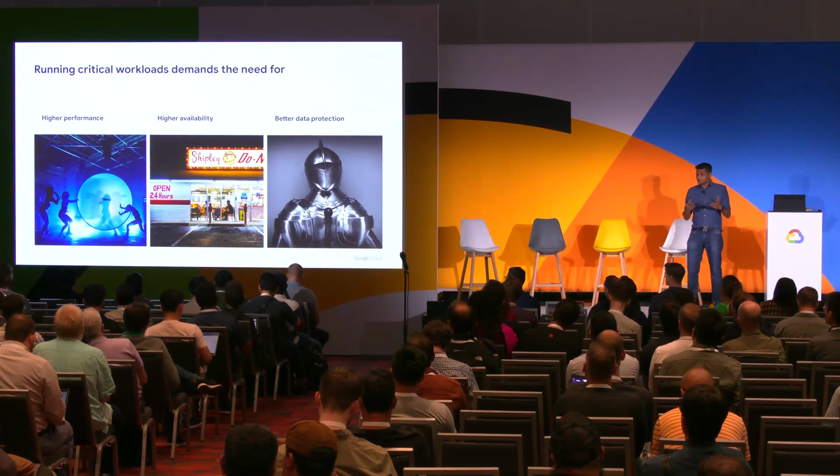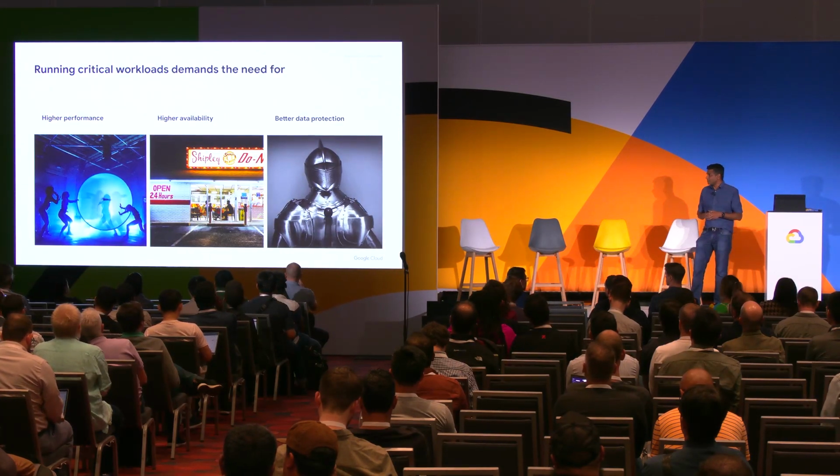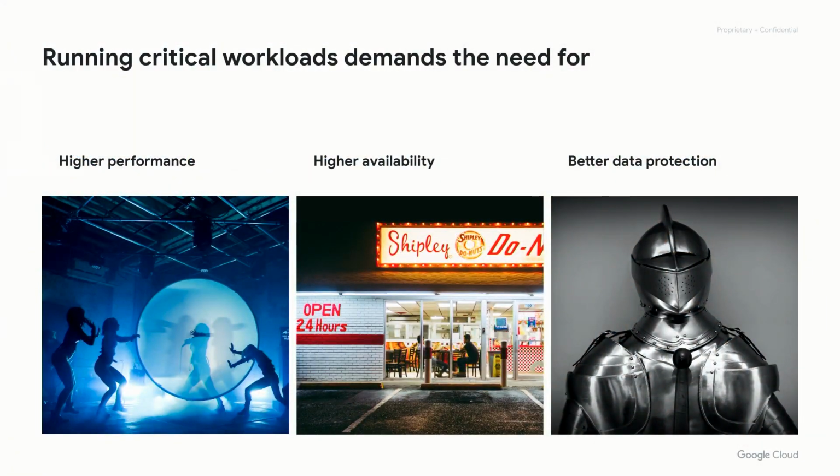So what does this all mean? What this means is that Cloud SQL is an extremely popular service. So more than 95% of our top 100 customers actually use Cloud SQL. But what we are seeing is that customers are demanding more, and rightfully so. And what are customers asking for? What they want to do essentially, and most likely you're also looking for the same things, is that you want to run more and more critical applications on Cloud SQL. So what does that mean? You want better performance, you want better availability, and you want better data protection.